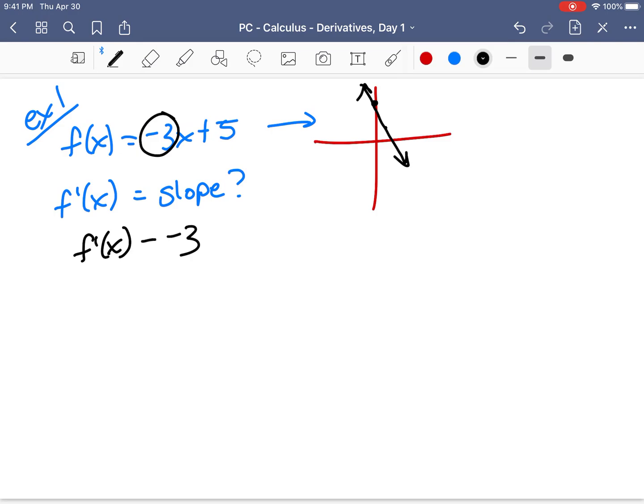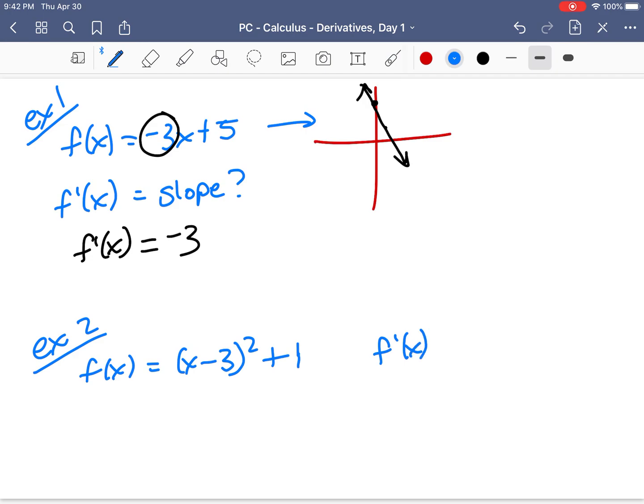All right, so lines have a constant slope, so that's an easy one. It gets a little bit harder when you start to do things on parabolas. So let's see, example 2. Let's say I give you this function, f(x) = (x - 3)^2 + 1, and I ask you, what does the derivative look like? So f prime of x, the picture of it. What will it look like?